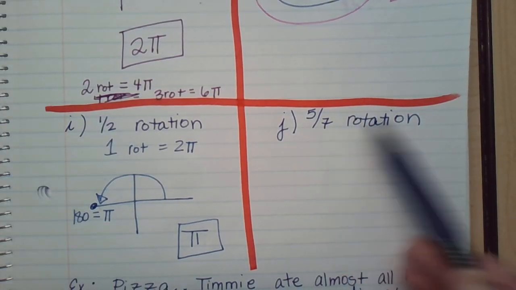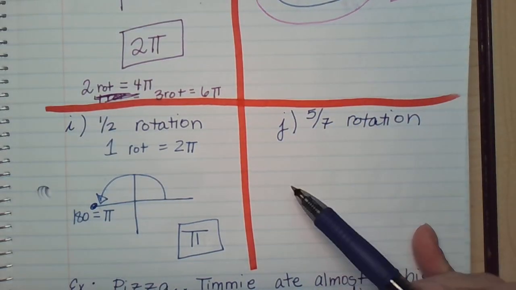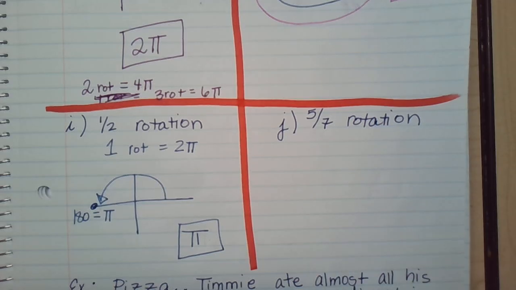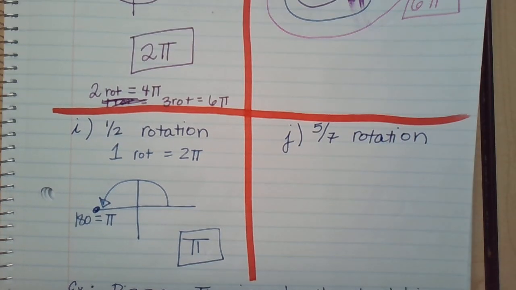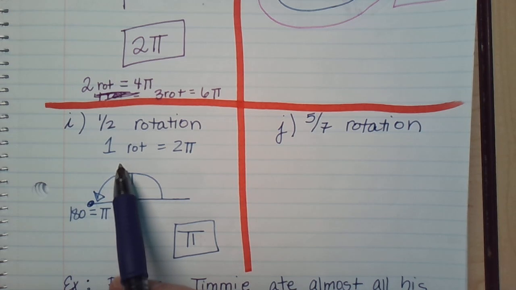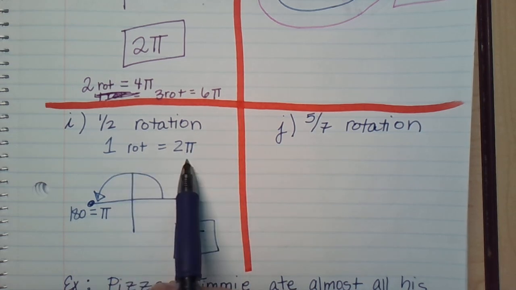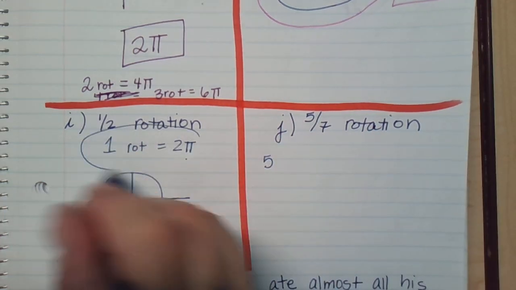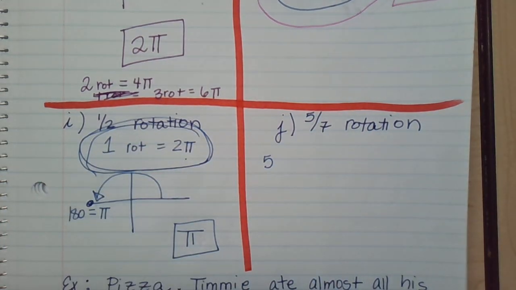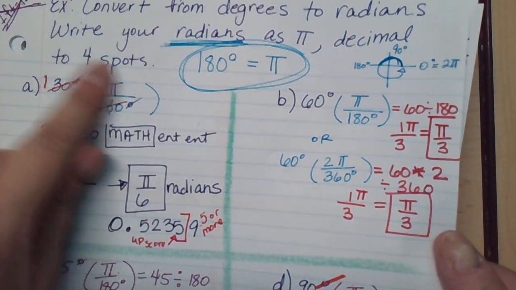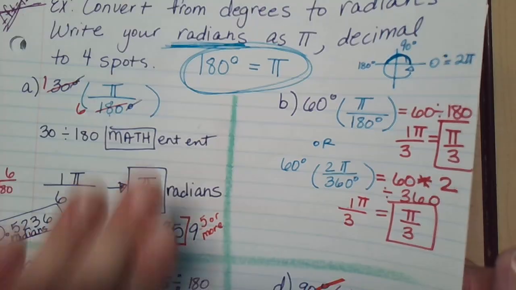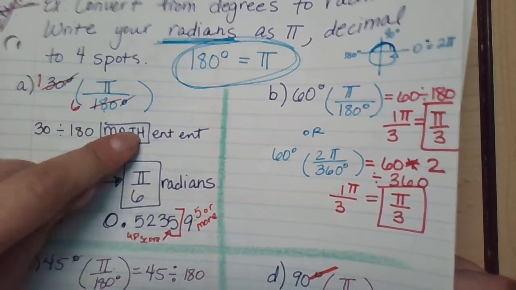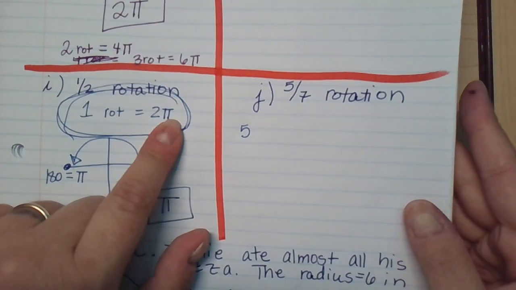All right, let's go to 5/7 of a rotation. What in the who? What? Okay, so since 1 rotation is worth 2 pi, we can kind of pretend that's my unit of conversion. And we can multiply by pi over 180 or some kind of that. But for us, instead of pi over 180, we're going to multiply by 1 rot over 2 pi.